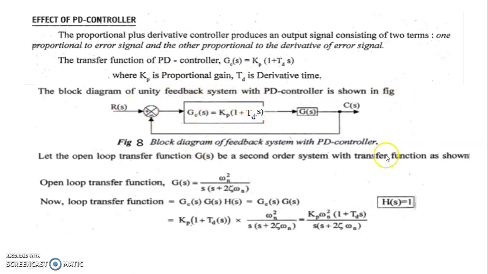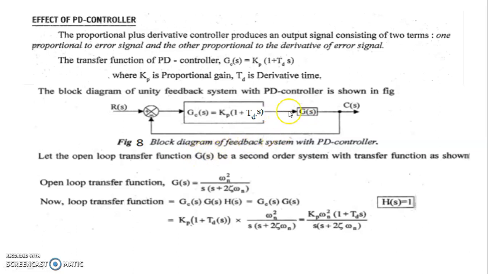Now we have taken a closed loop system with unity feedback, where G(s) is the open loop transfer function, this is the final controlled output, and R(s) is the reference input. This is our controller. So the overall forward path gain is Gc(s) into G(s). H(s) is 1 here.